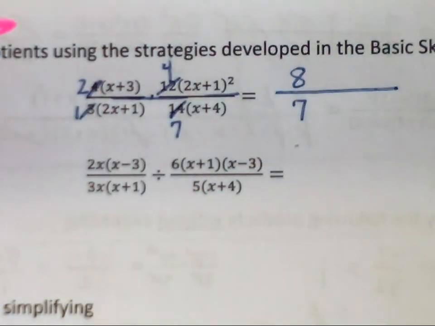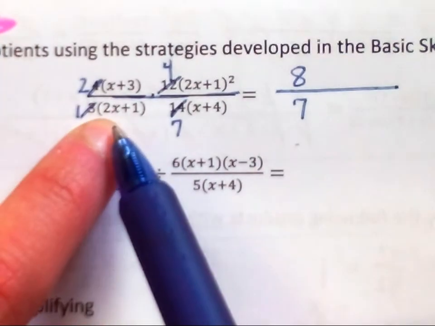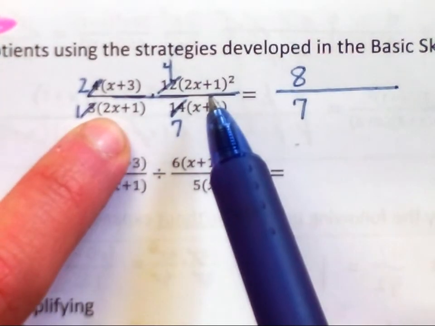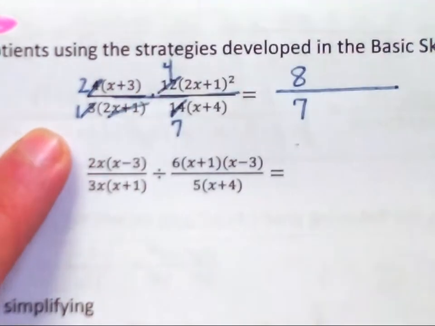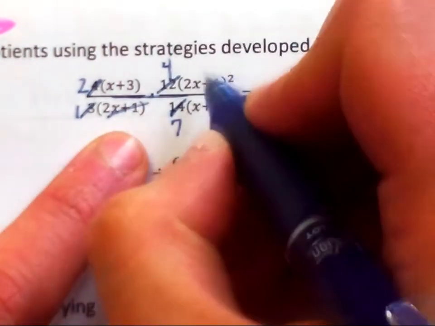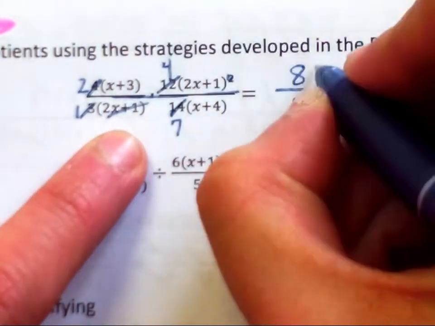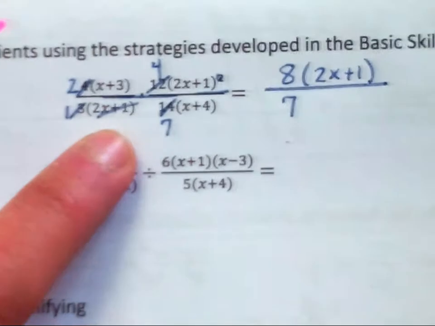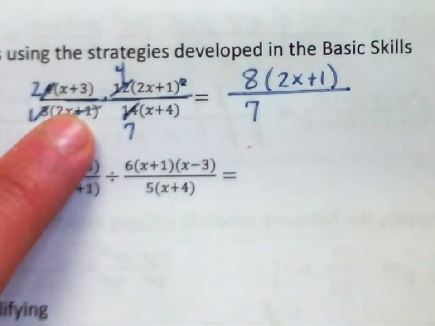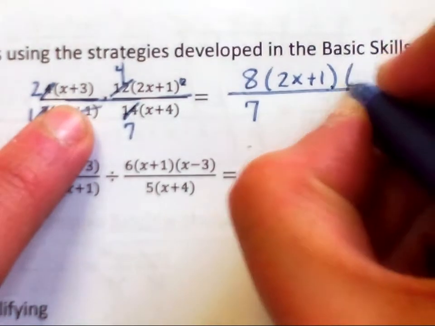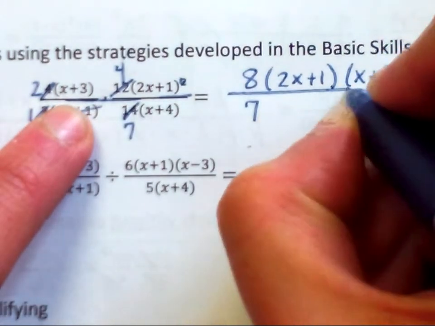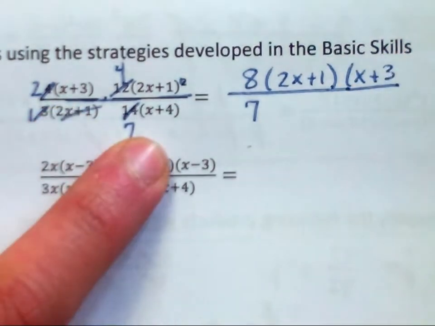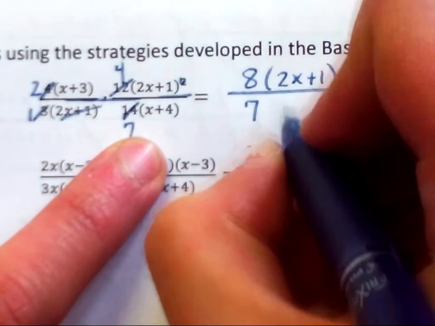And then I have one more common factor here, so I have a 2x plus 1 in the bottom, and I have 2 factors of 2x plus 1 in the top. So this one's going to cancel out one of these. So I'll just have 2x plus 1 in the numerator. And then the other factors do not cancel out, so you'll also have a factor of x plus 3 in the top and a factor of x plus 4 in the bottom.